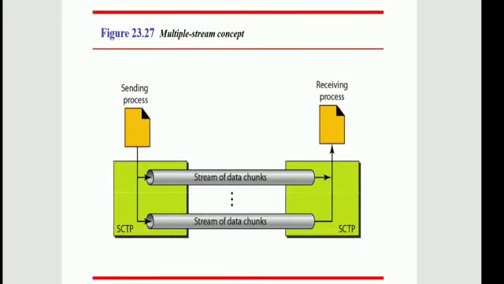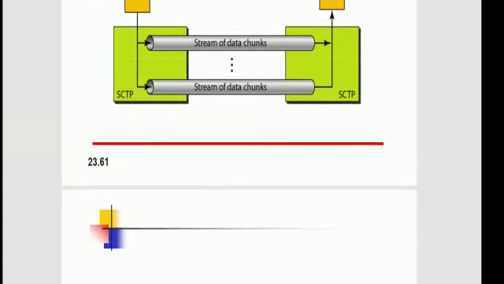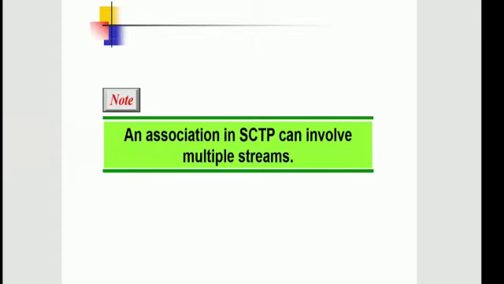In the given diagram, we can see that SCTP has the multiple stream concept. Multiple stream service in SCTP guarantees the delivery of data does not get blocked. If one stream is blocked, the other can continue delivering the data as per the given diagram. The point to be noted is that an association in SCTP can involve multiple streams.